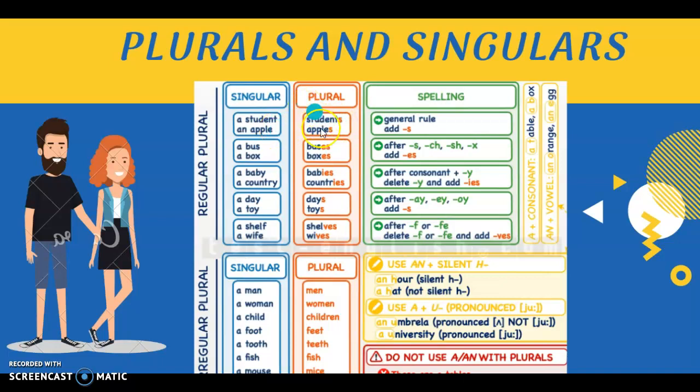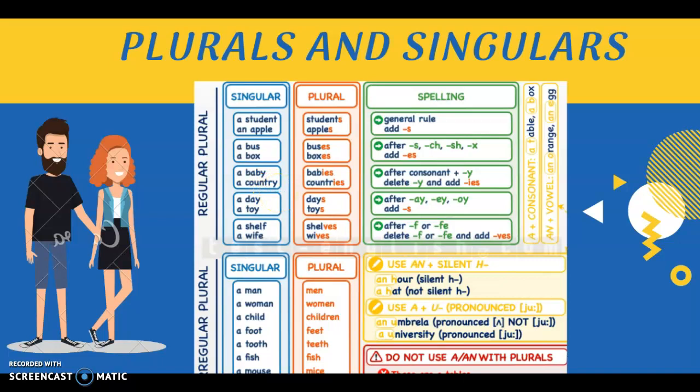Singular apple, plural apples. Now, when you have a word that ends in s or x, you have to add es to create the plural word. So bus, singular, buses, plural. Box, singular, boxes, plural.